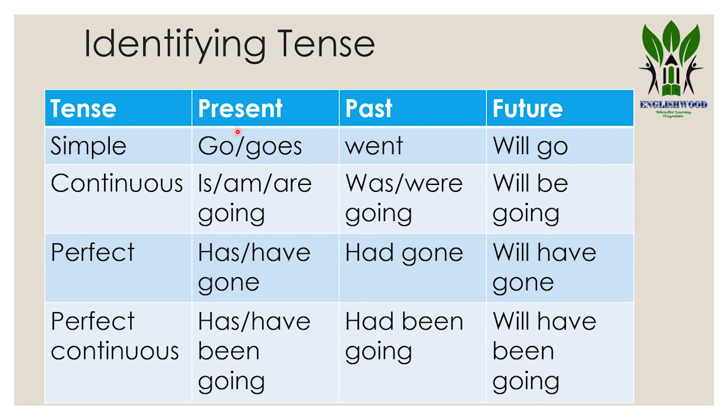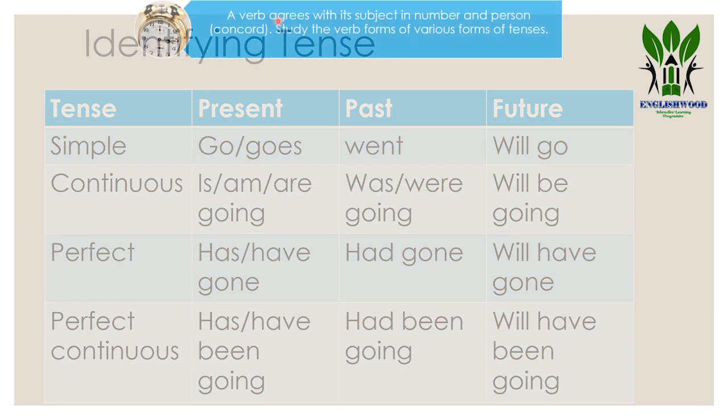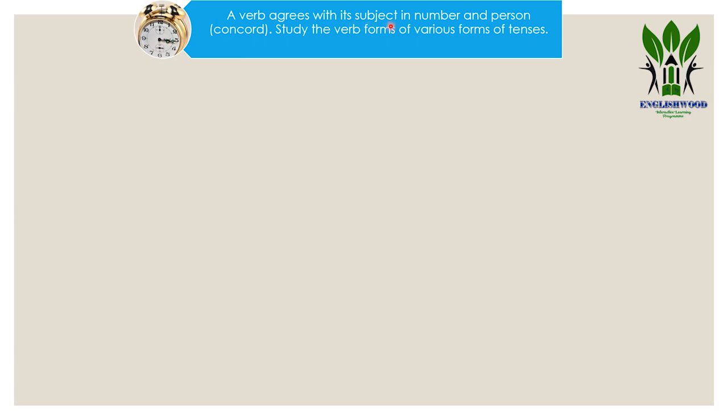So in this way we can make them into sentences. This way a verb agrees with its subject in number, okay, and person too. All right. Similarly, it is also part of the concord. Okay, I have already uploaded a video about concord, subject-verb agreement, which is very much related to the tense. Also you can find it in my channel. Study the verb forms of various forms of tenses. Let's see this one.